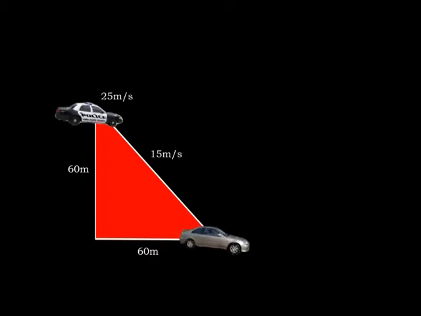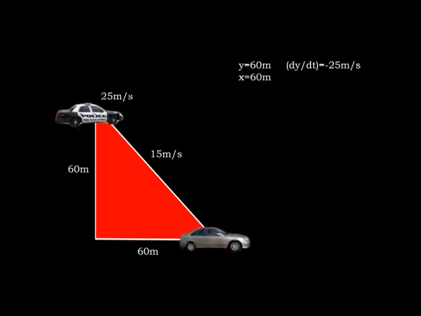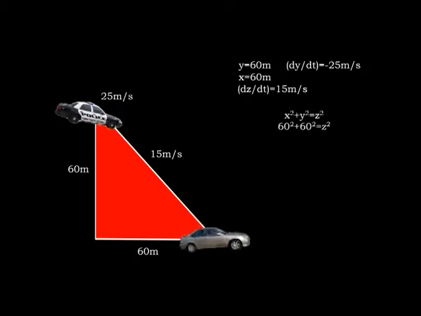I'll let you do this one. Okay, so far I know y is equal to 60 meters north, and dy/dt is equal to negative 25 meters per second. I also know x is equal to 60 meters east. The distance between your men and the cops is changing at dz/dt equal to 15 meters per second. So I need to use the Pythagorean theorem and plug in x and y to find z. So z is 60 times the square root of 2.